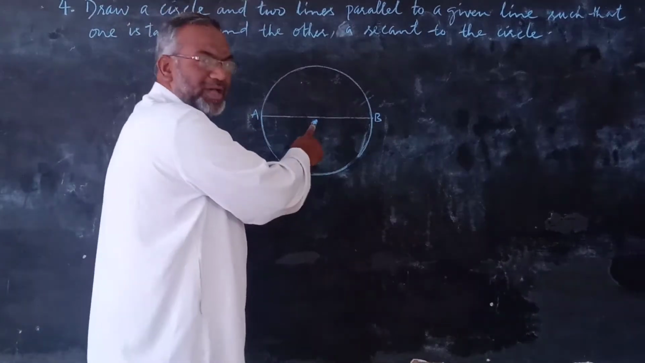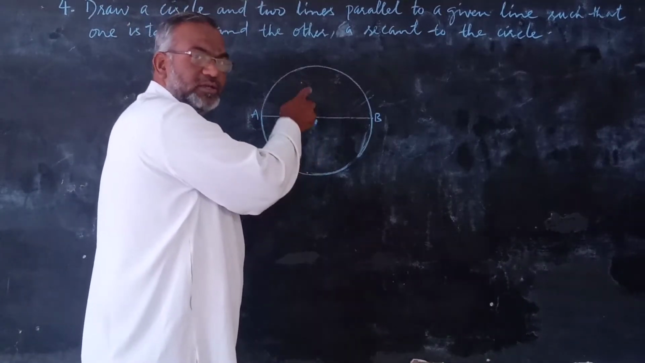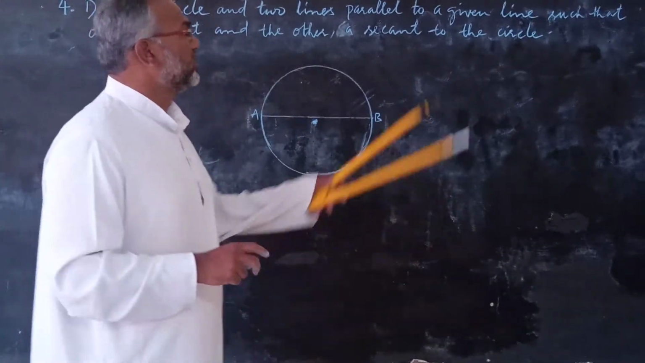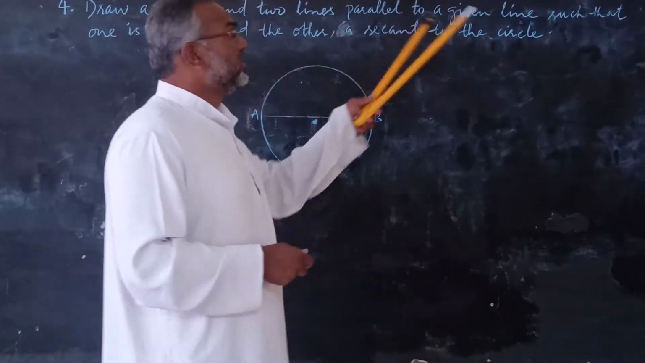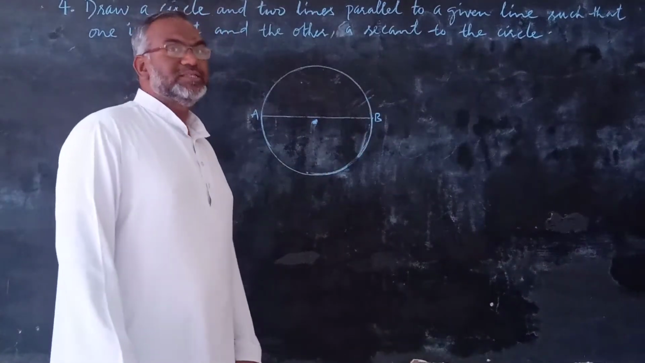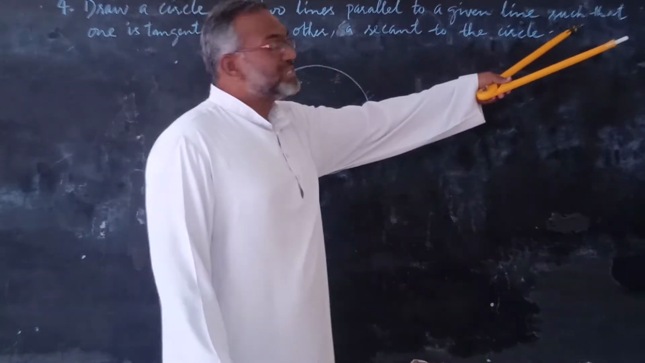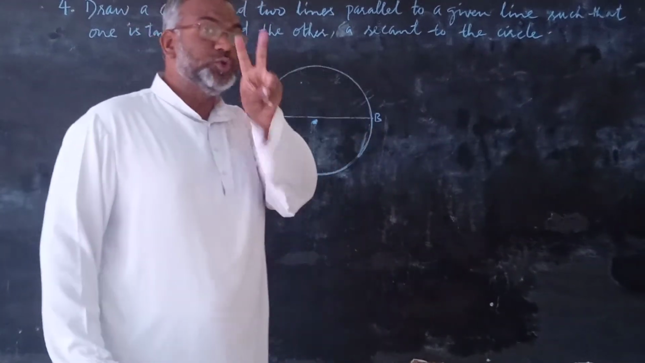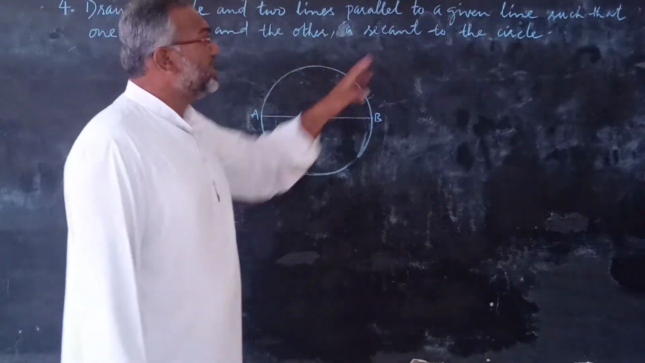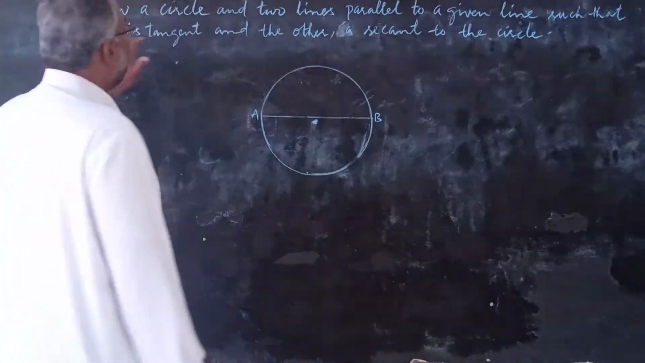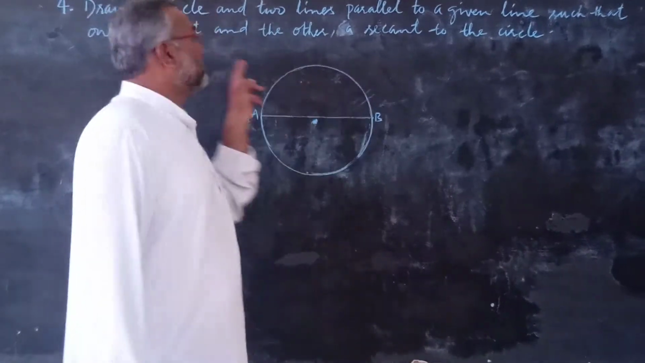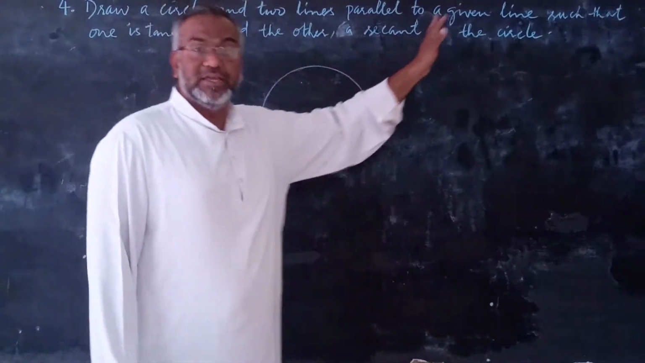It's not passing through the center, and it is not necessary. It may pass through the center, or it may not. That is not mentioned in the question; they are just saying a given line. So I have already drawn AB as the given line, such that we have to draw two lines parallel to the given line, where one is a tangent. Out of those two lines which we have to draw, one must be the tangent and the other a secant to the circle.